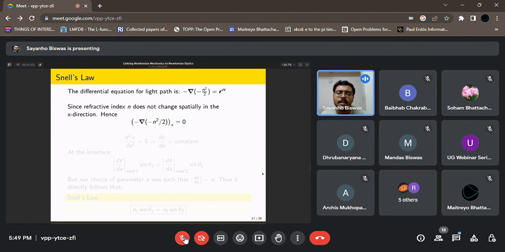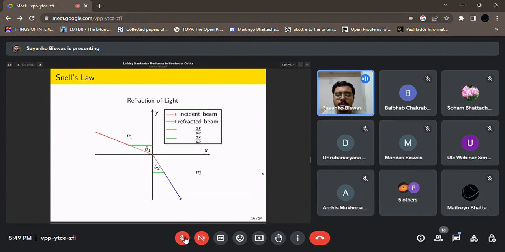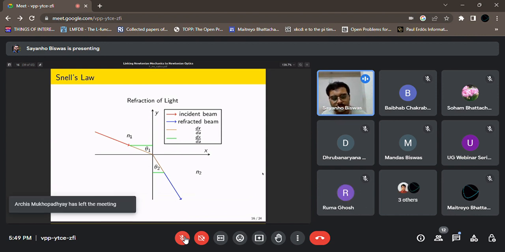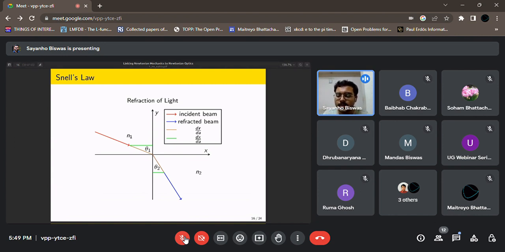Now, can anyone tell me over here, looking at just the green line, what is dx/da? Applying simple trigonometry, in terms of dr/da and theta, can anyone tell me what is the relationship of the green line with respect to the brown line and theta? You can just write it in the chat box.